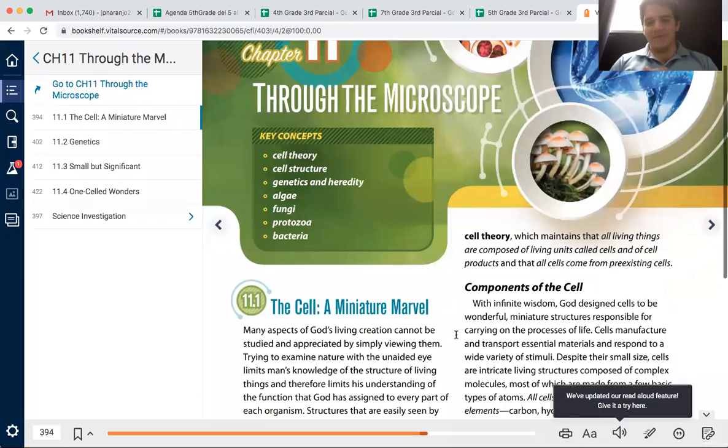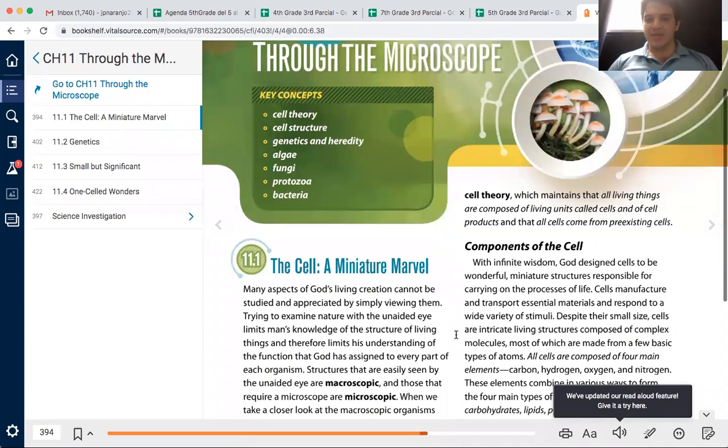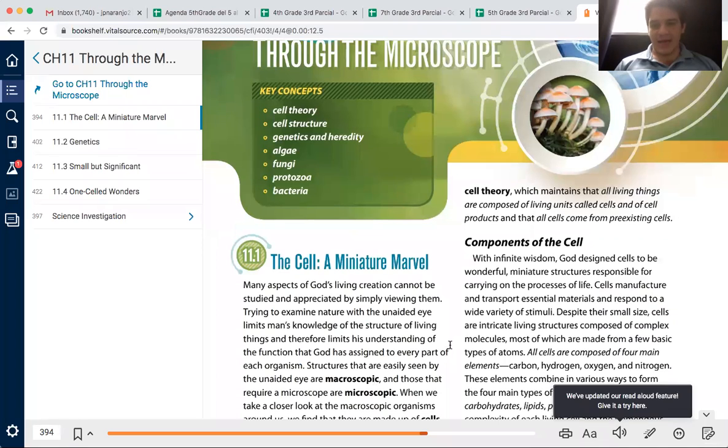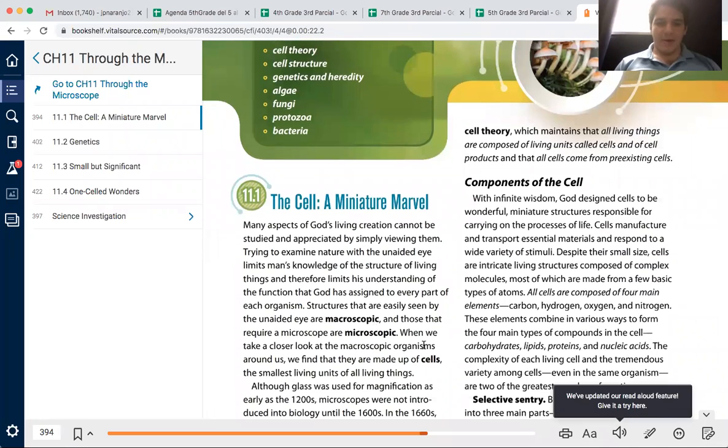All right, cell. Our body is made up of cells. Cells are microscopic organisms that we can't see, but they're there. You're made up of a bunch of cells. I don't even know how many cells. Structures that are easily seen by the unaided eye are macroscopic, and those that need a microscope are microscopic. So bacteria and all that stuff, those are microscopic.